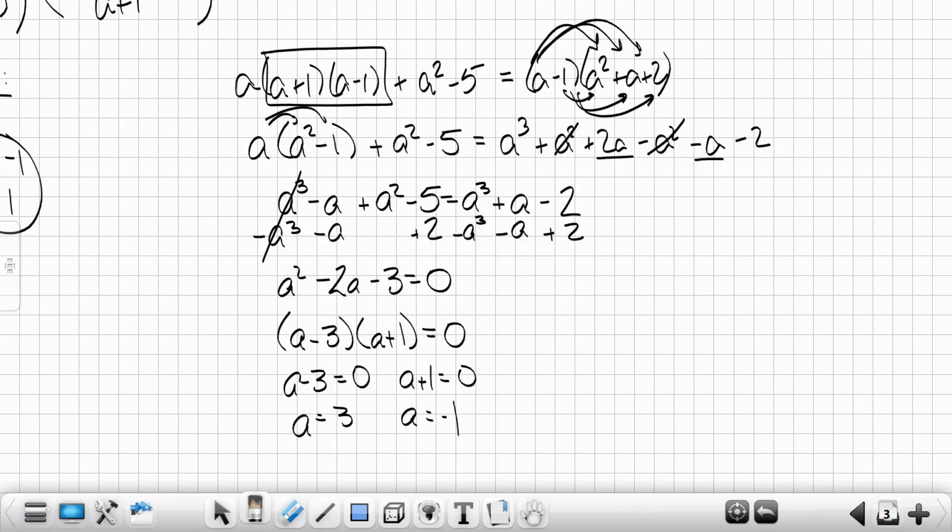Hold on a minute here. Excluded value does not count. A is 3 is the solution.